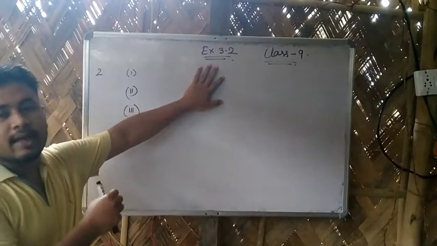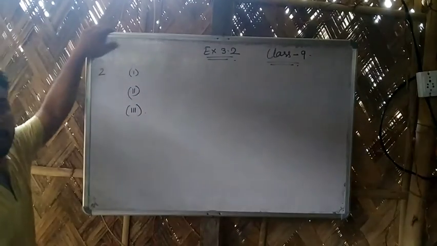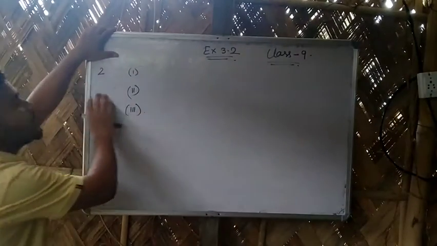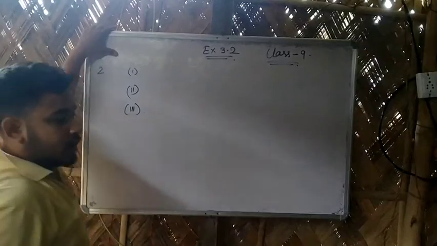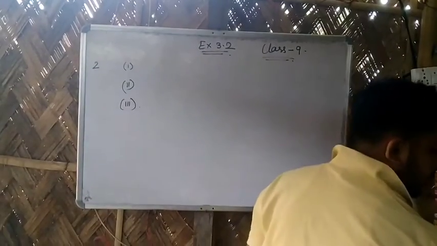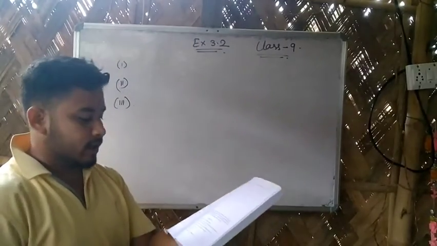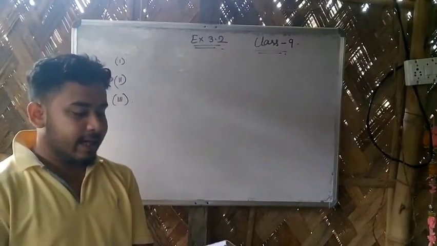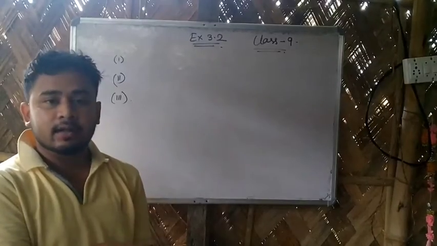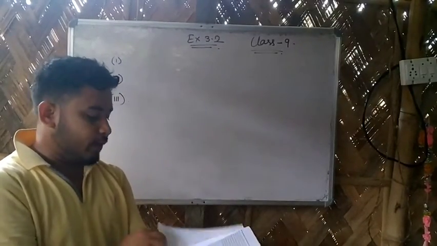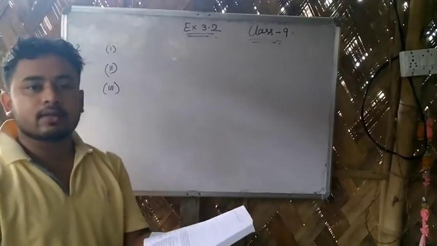If I remember, in the last video I solved question number 1 from exercise 3.2. Today we are going to solve question number 2. For question number 2, what they have given is: see figure 3.14 and write the following. Some questions are given, and on the next page one graph is given. With the help of the graph we have to find all the answers.